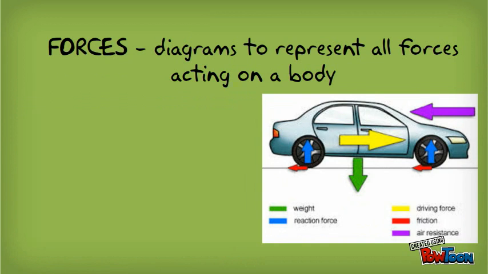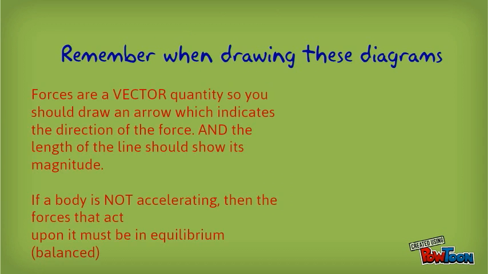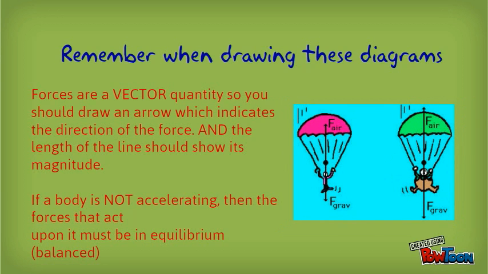The car has a driving force, shown by the yellow arrow, and there are two forces opposing motion. These are the air resistance, the purple arrow, and the friction between the tyres and the road surface, shown by the red arrows.